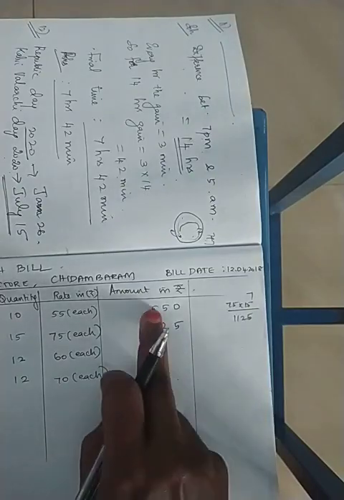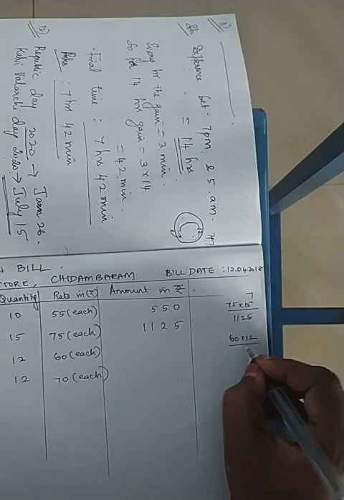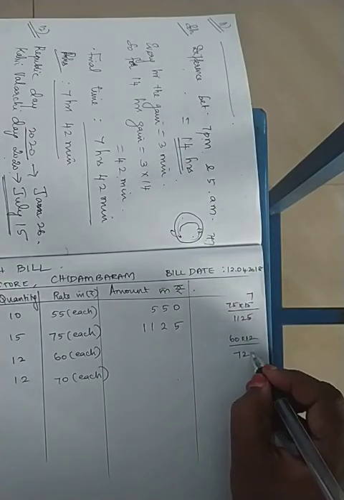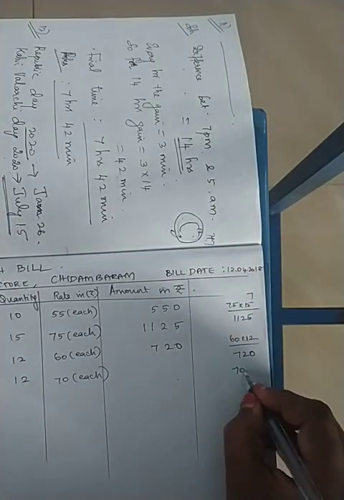Write the digits properly in the correct place, only then can you add. 60 into 12. 60 into 12 means 12 6s are 72, so that's 0. So this is 720. And then it is 70 into 12.